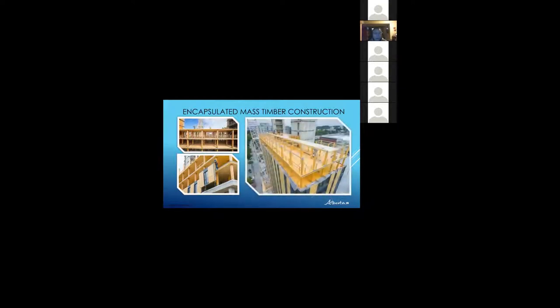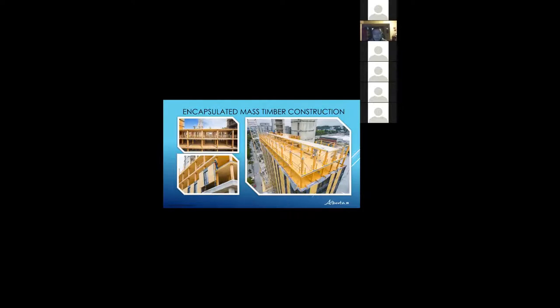Encapsulated mass timber construction, or EMTC, there's a few pictures here of a building that's encapsulated mass timber construction. This is the Brock Commons. It's actually an 18-story EMTC building that's built at the UBC. And while they're going up with the structure, they're actually putting up the curtain wall as well. So they're simultaneously building the inside and the outside. This is a view from a little higher up near the top floor as they're building on the higher levels of that 18-story building.